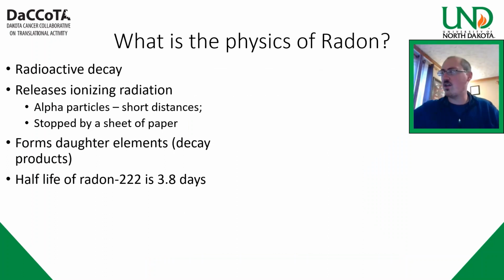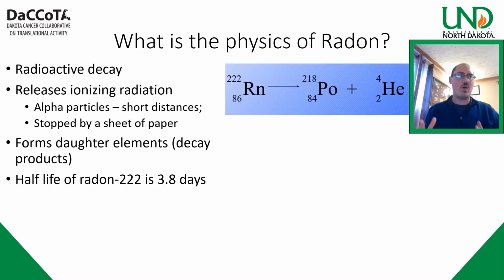So let's talk a little bit more about the physics of radon, going into radioactive decay. I told you there are different kinds of radioactive decay. The most typical thing that we're going to talk about with radon is alpha decay. This is where radon-222, the top shows the mass number, protons and neutrons, and the bottom is the atomic number, the number of protons.